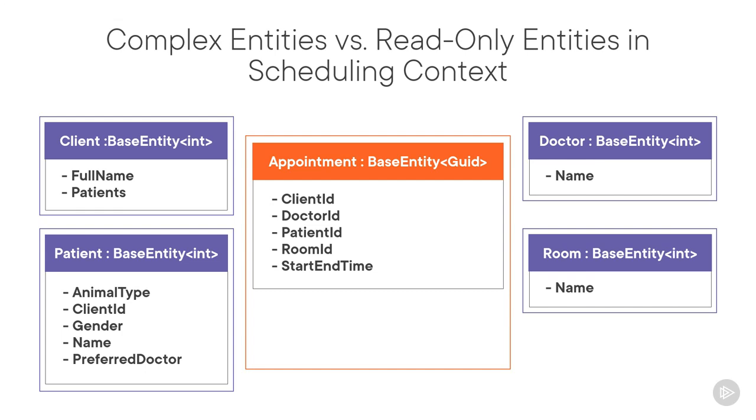The client, patient, doctor, and room classes here are completely different from the CRUD classes we just saw. However, they do have a subset of the same fields from those CRUD classes. All we need to know about these objects when we're scheduling is their IDs, their names, and maybe a few other details. But here they're simply used as lookup data, and they're read-only.